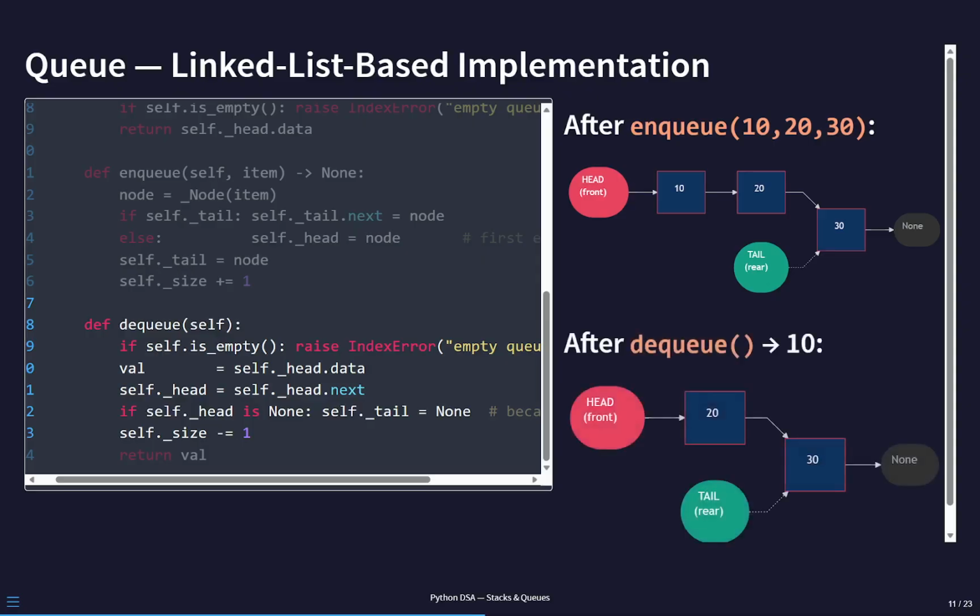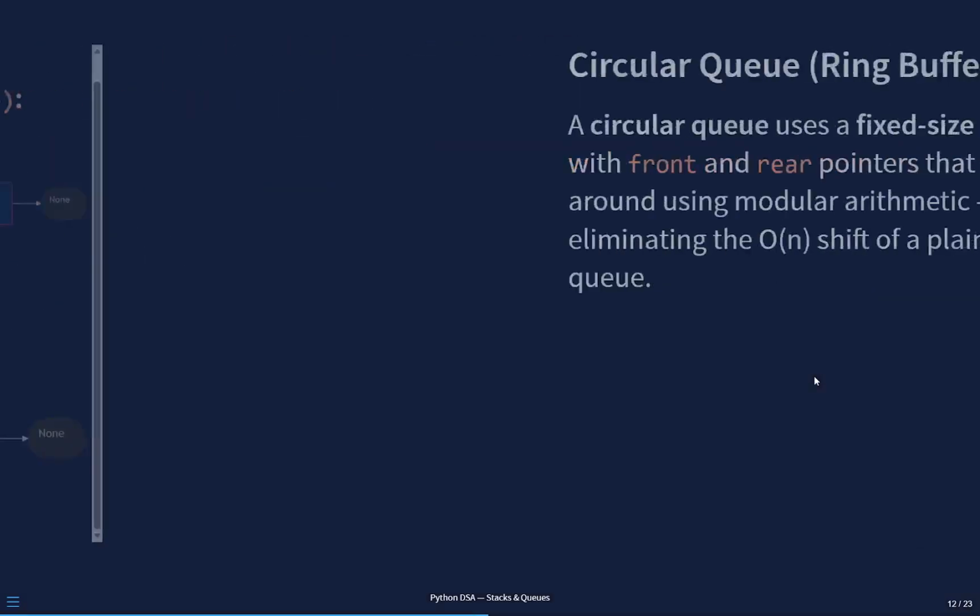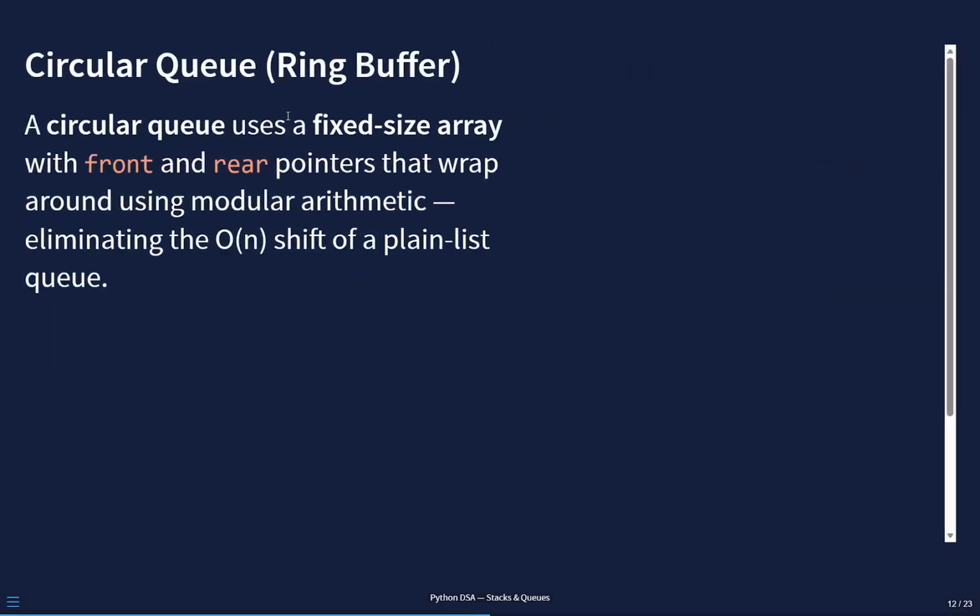A circular queue, also called a ring buffer, is a fixed capacity queue implemented as an array with two integer pointers that wrap around using modular arithmetic. It's the basis for many high-performance buffers in operating systems, network drivers, and audio processing.